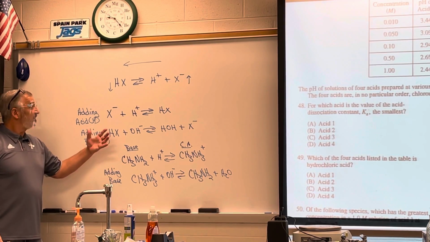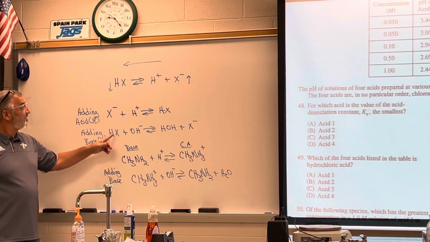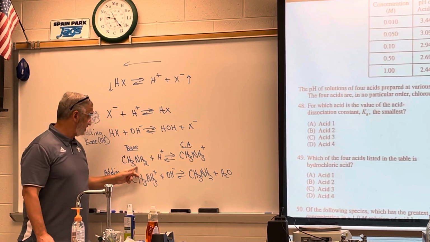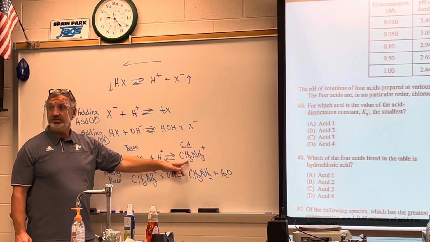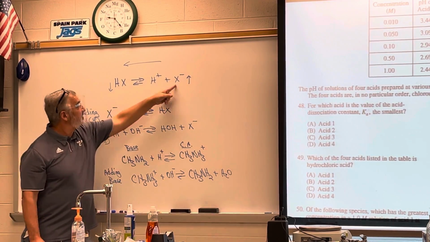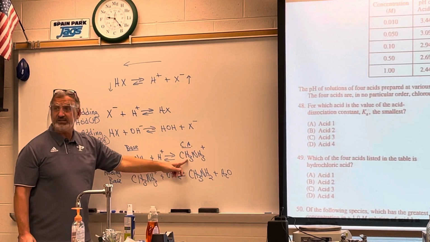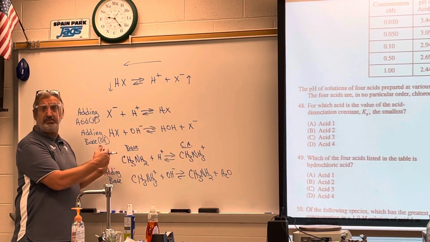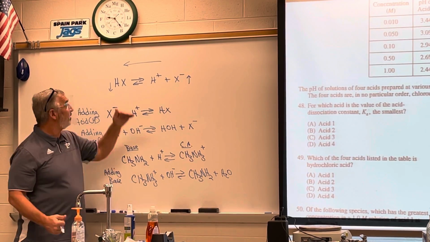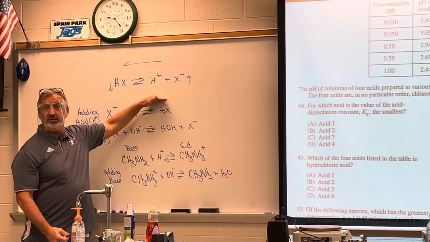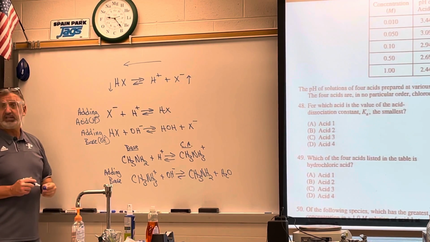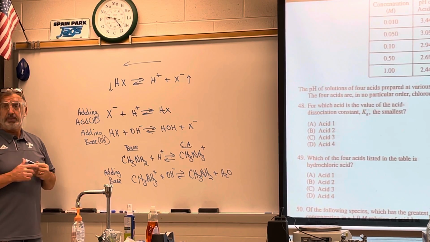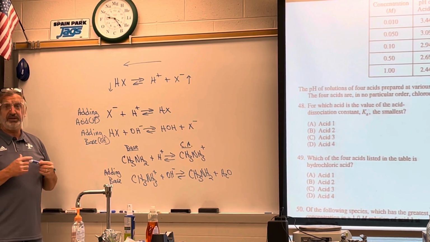If you have a buffer, it's always going to be an acid and the salt of the acid, or a base and the salt of the base. Acid, conjugate base, base, conjugate acid. If you add acid, it reacts with the base. If you add base, it reacts with the acid, whichever part of the buffer. And it's always going to be plus H plus or plus OH minus. Does that make sense? You with me on that one?